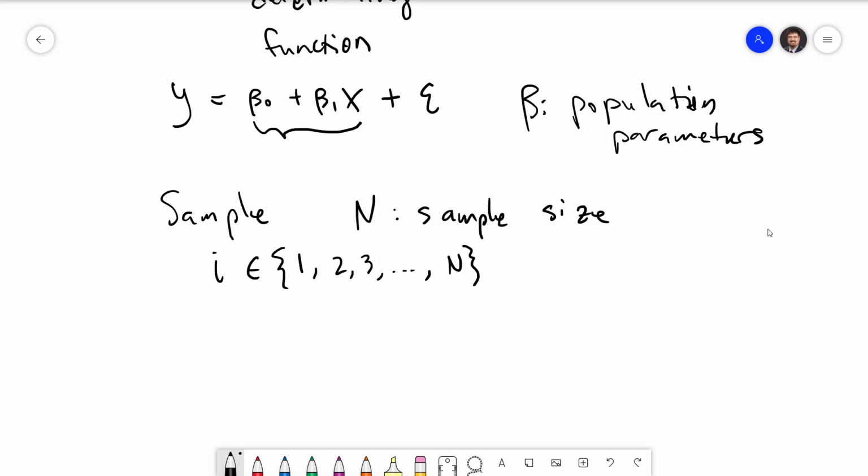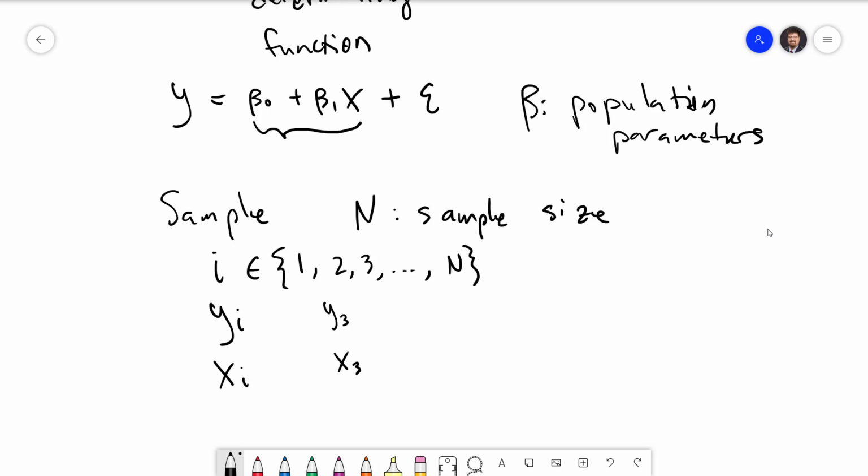When we talk about our dependent variable y and our explanatory variable x, if I have no subscript on there, I'm just talking about the variable generally. If we have an i subscript, we're talking about a specific value of that variable for a specific observation within the sample. So for example, observation 3 within the sample would have a value of y3 and x3.